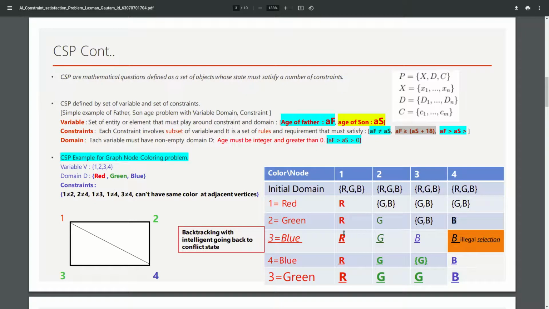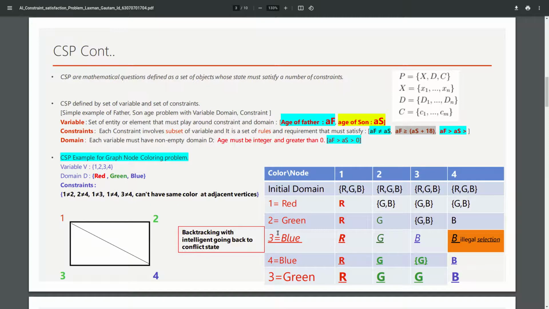Now, if we again go from left to right and first apply blue to the third node, we reach a violating state where we are violating the constraint. Once blue is selected for the third node, it is impossible to give blue to the fourth node, and the only possible color for the fourth node is blue. This is the state where the illegal selection happens, so the constraint is violated.